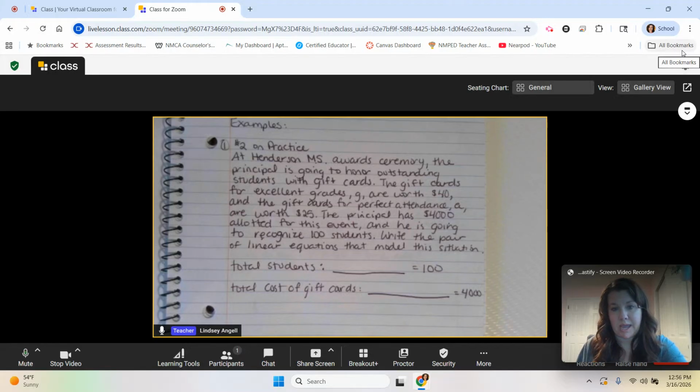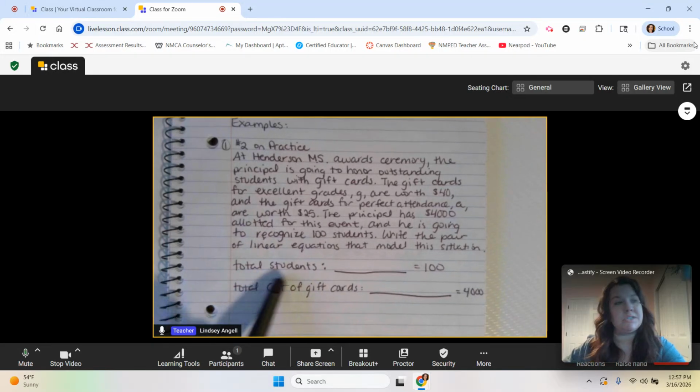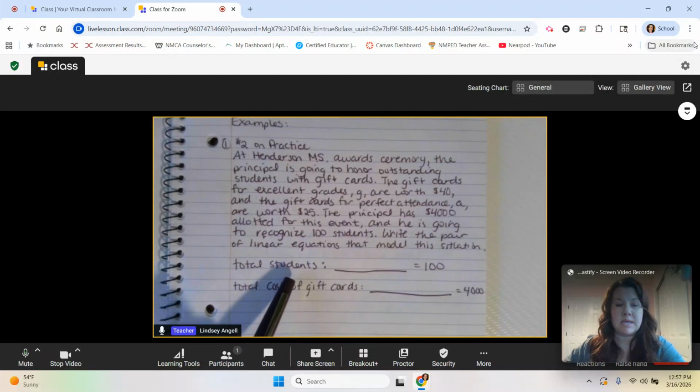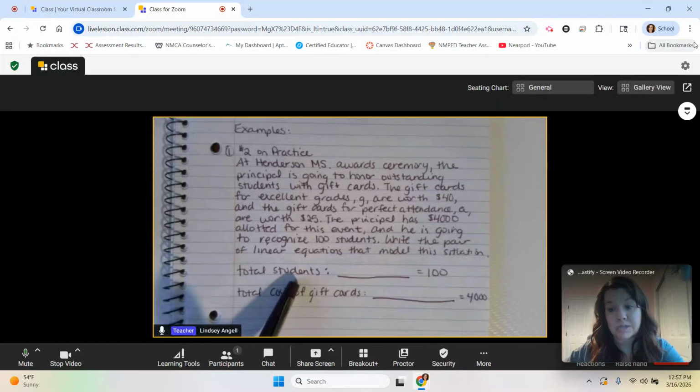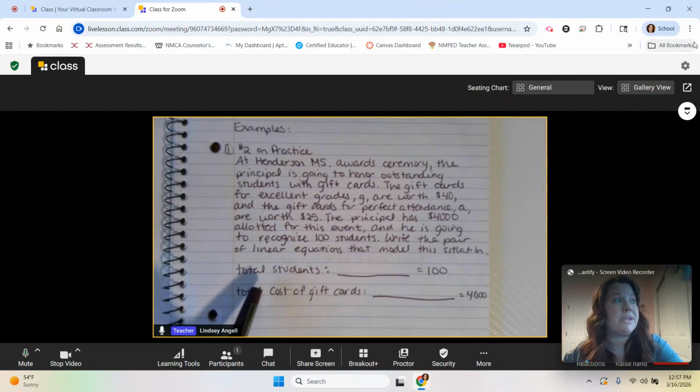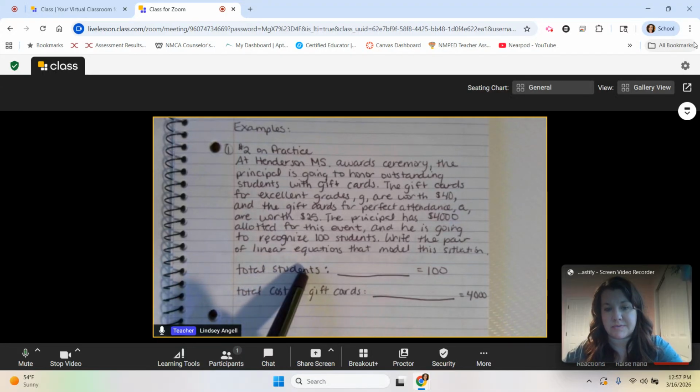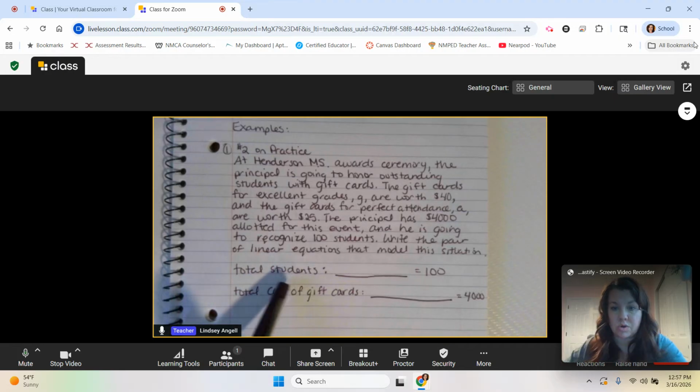Okay? So first off, it says the gift cards for excellent grades, that's defined as G, they are each $40, and the gift cards for perfect attendance, A, are worth $25. Now, you'll notice the first equation, like in your lesson or on the actual practice, technically says equation to represent the total number of students. That's this first one. I just wrote down total students.